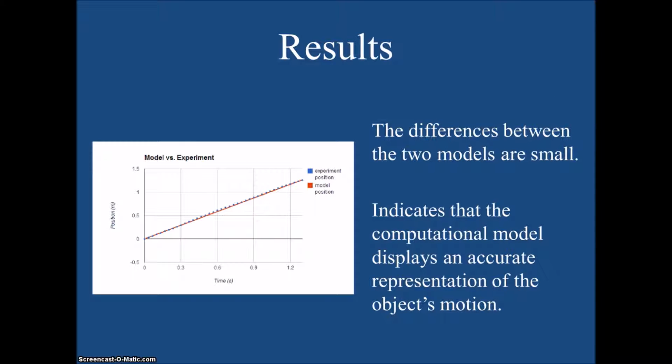After comparing the experimental data and model data by plotting them on the same graph, we can see that the differences between the two are small. This indicates that the computational model does display an accurate representation of the object's motion.